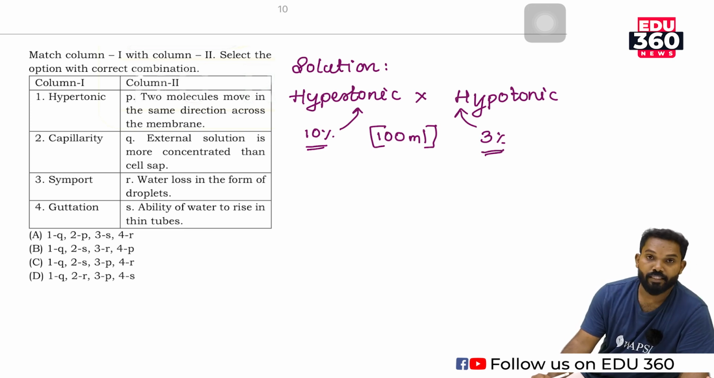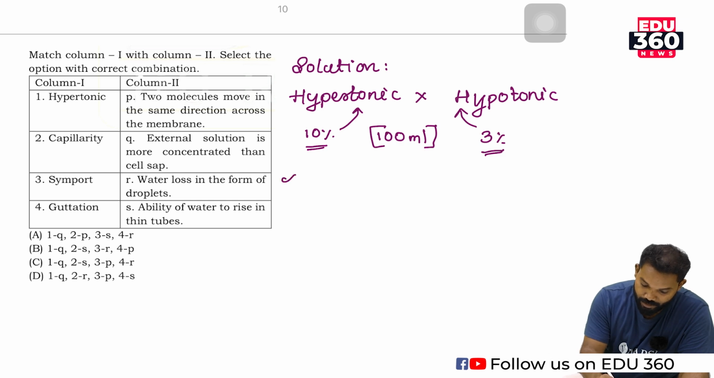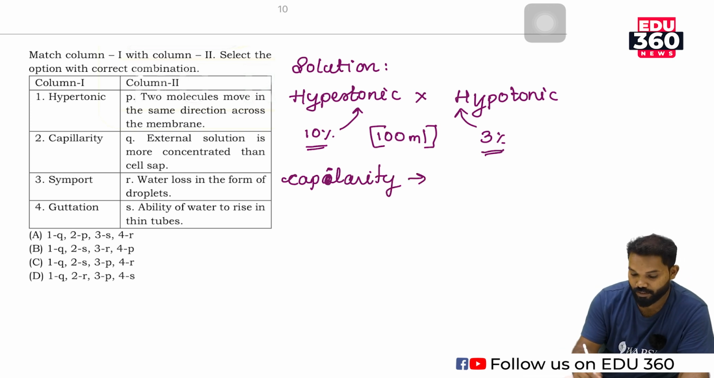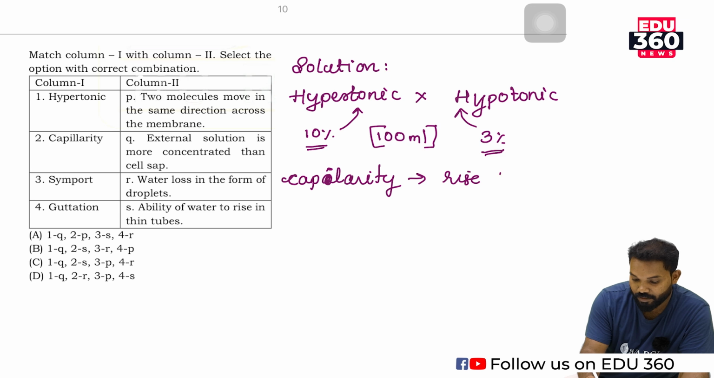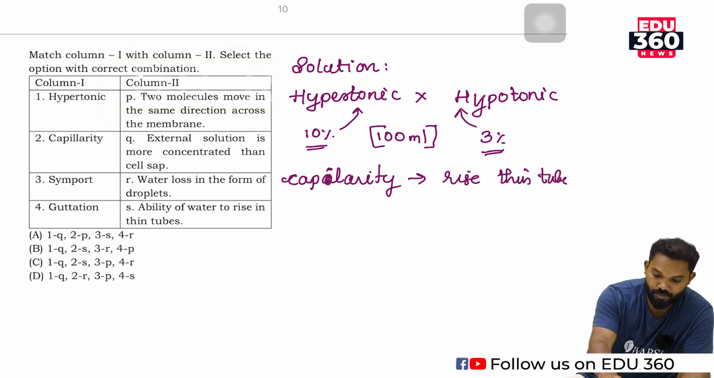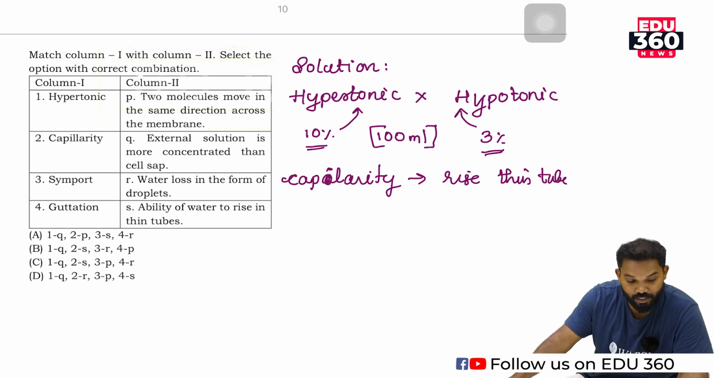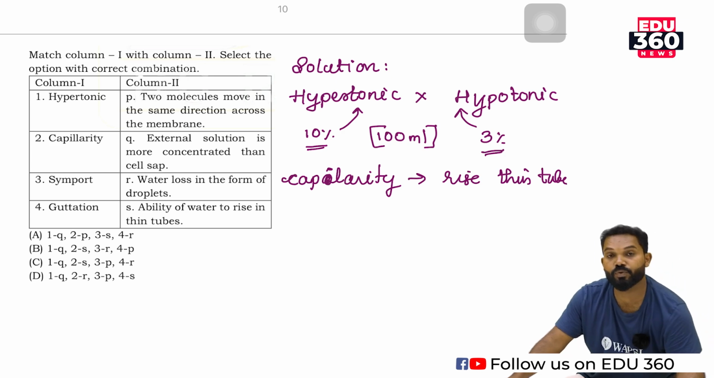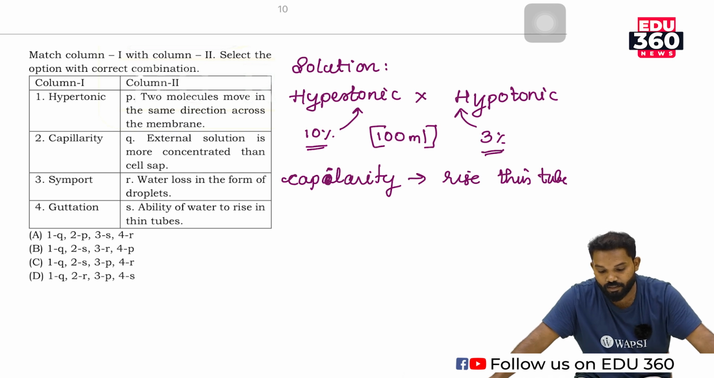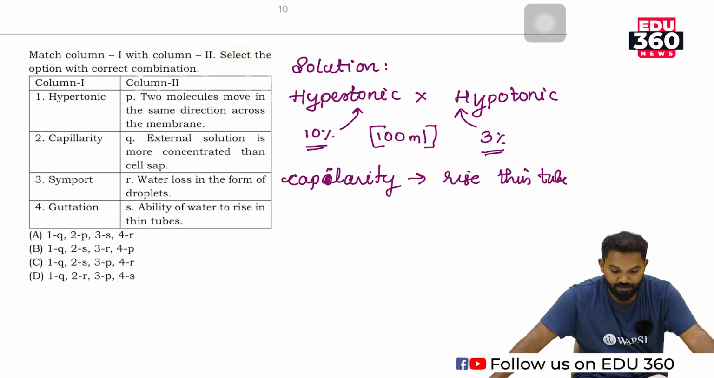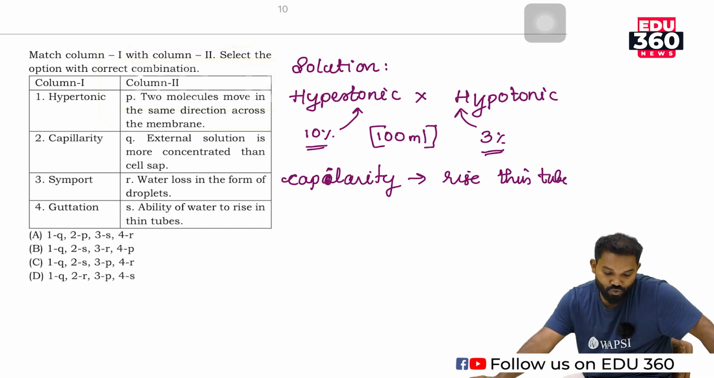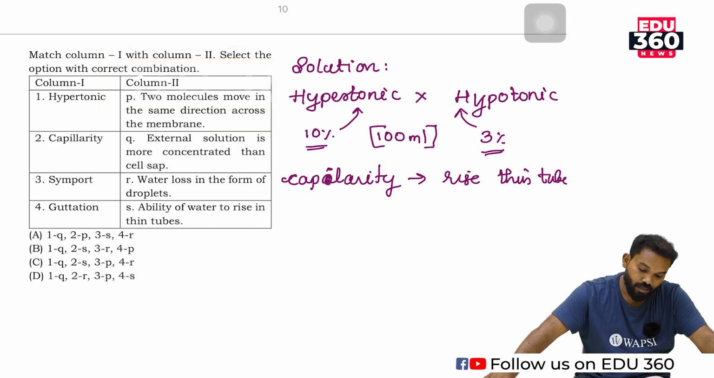Then capillarity. Capillarity is the ability of water to rise in a thin tube. If water enters a thin tube, it has a tendency to rise up. That tendency or ability is known as capillarity.